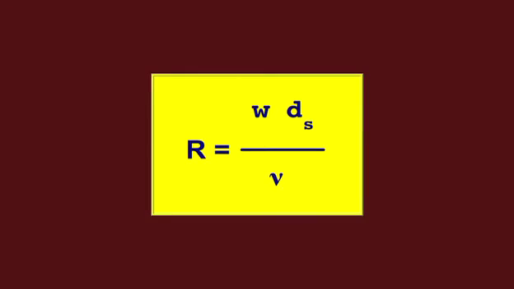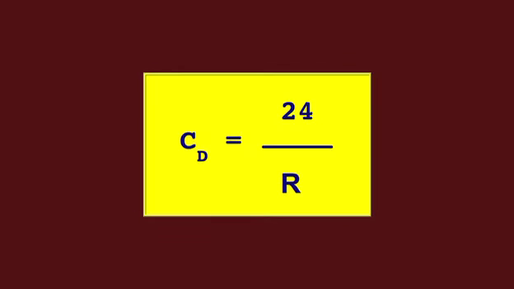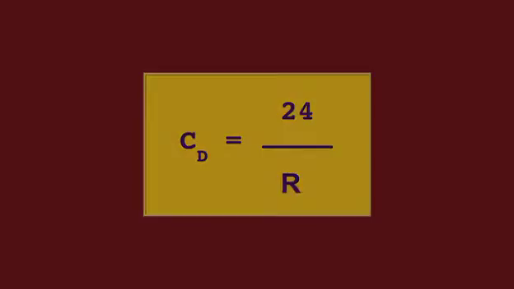The drag coefficient C sub D is a function of the particle Reynolds number R, defined as in which nu is the kinematic viscosity of the water. For particle Reynolds numbers less than 0.1, the drag coefficient C sub D is equal to 24 over R, that is, laminar flow. Substituting the value of C sub D into the equation of fall velocity leads to Stokes' law.